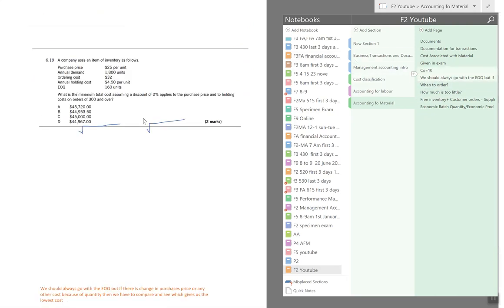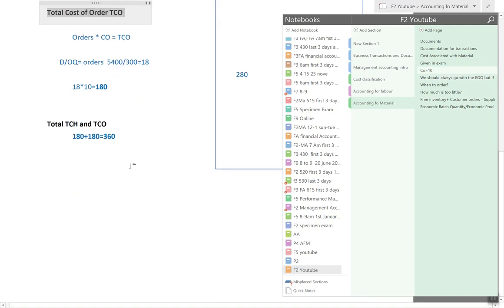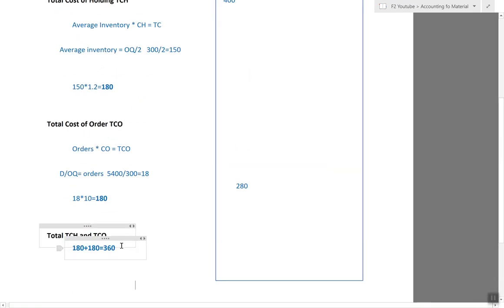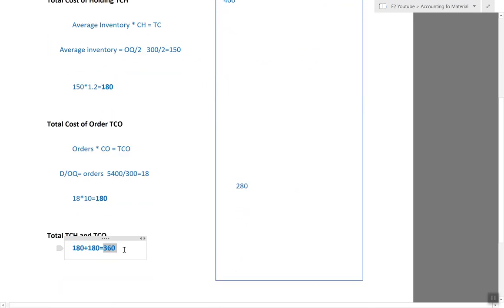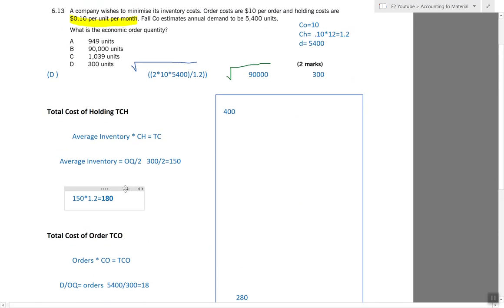Okay, I don't have it here, but it might come in exam questions. So I will explain here why it is like this. If we order 300 units, the ordering cost and holding cost collectively become 360. So what I've done is found costs for two other quantities as well. One for more than 300, another for less than 300. Let's make this 250 maybe.